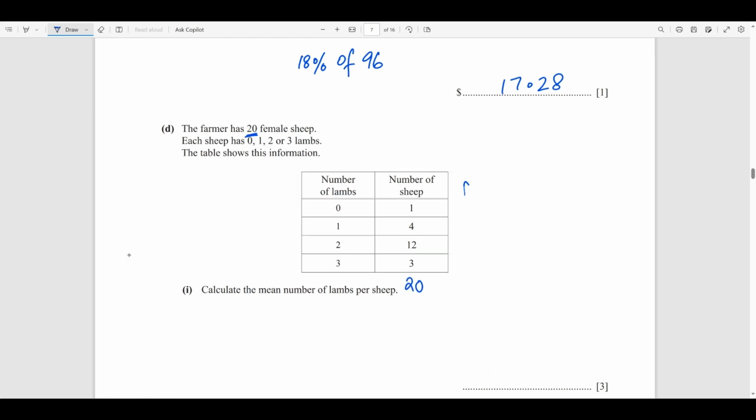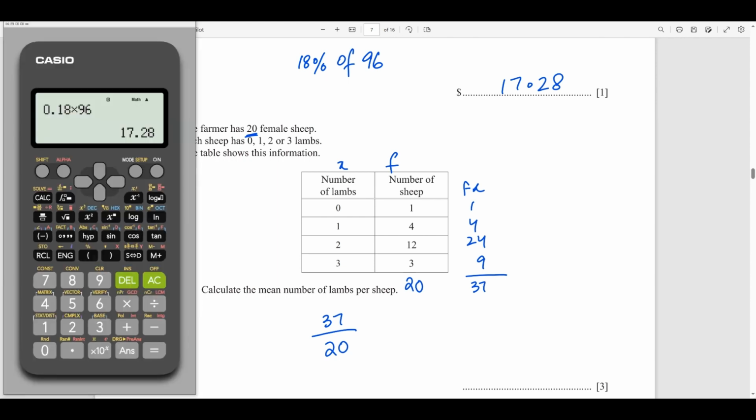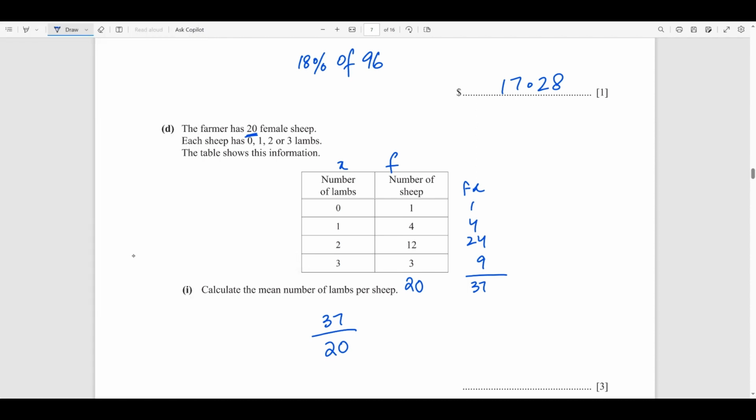And then for the mean, you need to calculate fx. And what is fx? This is f and this is x. So you first need to multiply them. So this is 1, 4, 24 and 9. When you add them all up, you will get 37. And the mean is summation of fx divided by summation of f, which is 37 divided by 20. 1.85 it is.